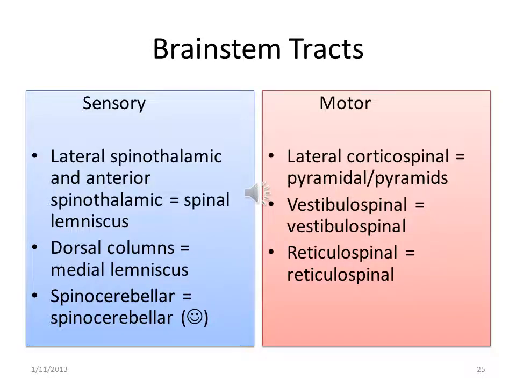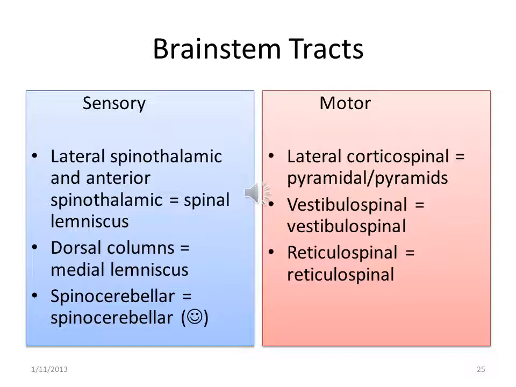This slide lists the major tracts that are found in the brainstem. On the left side of the screen are the major sensory tracts: the lateral spinothalamic tract and anterior spinothalamic tract merge in the brainstem to form a structure called the spinal lemniscus. The dorsal columns change their name to the medial lemniscus. The word lemniscus means ribbon, and someone named them because it was thought they looked like a ribbon.